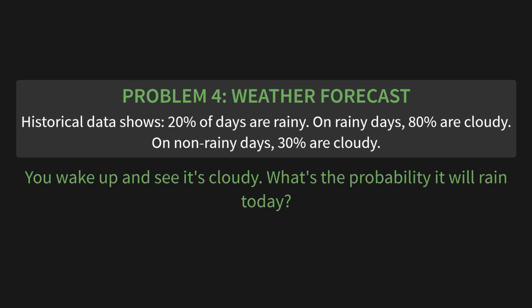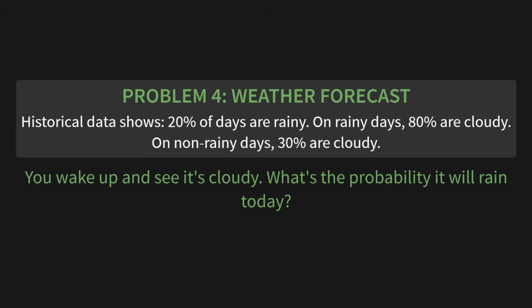Historical data shows 20% of days are rainy. On rainy days, 80% are cloudy. On non-rainy days, 30% are cloudy. You wake up and see it's cloudy. What's the probability it will rain today?